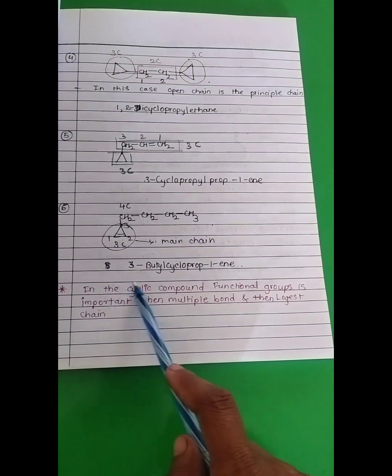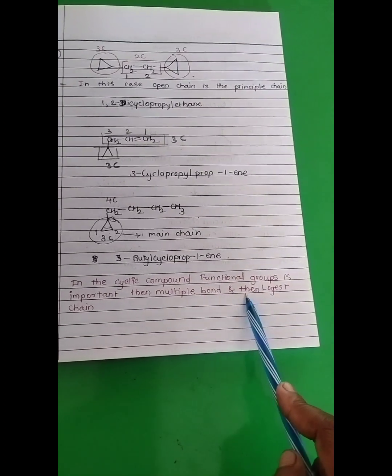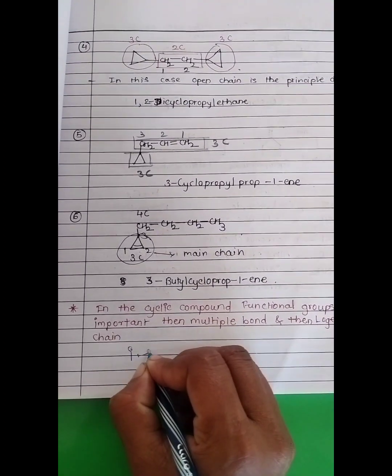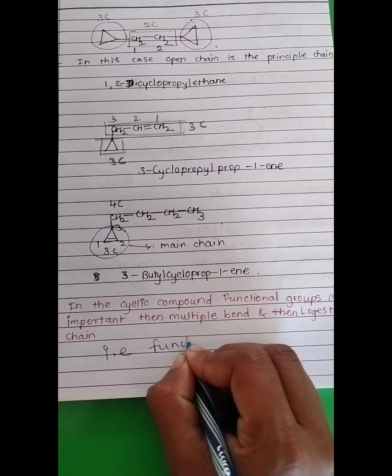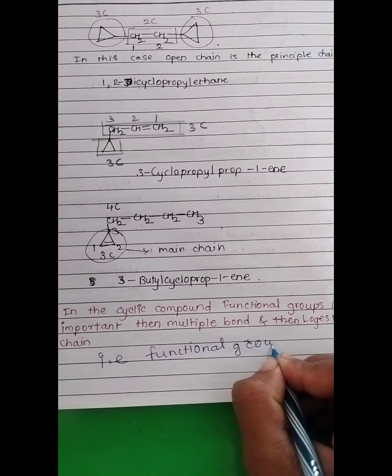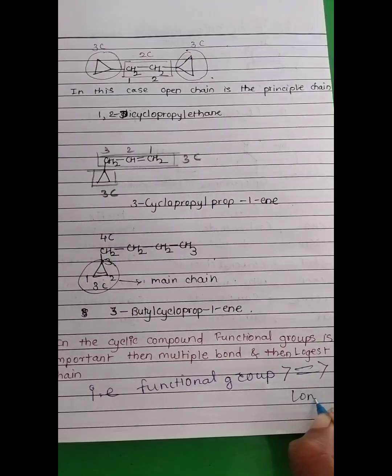For the cyclic compound, the functional group is important, then the multiple bond, and then the longest chain. That is, we give priority first to the functional group, then the double bond, and then the longest chain.